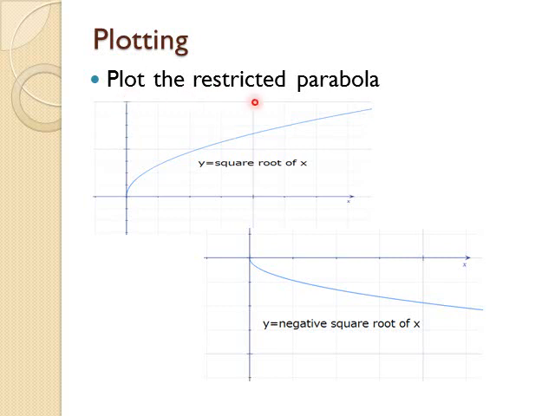And plot the restricted parabola as I've shown you. I only draw the top part if it is the positive square root of x. And if I have negative square root of x, I only draw the bottom part of that graph. That way, when I do a vertical line test now, it only touches once.